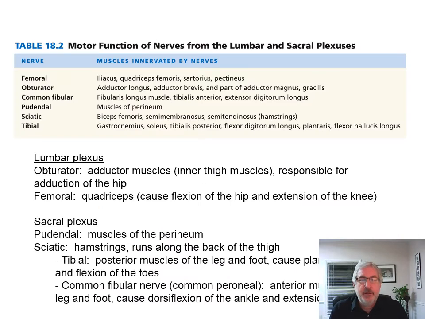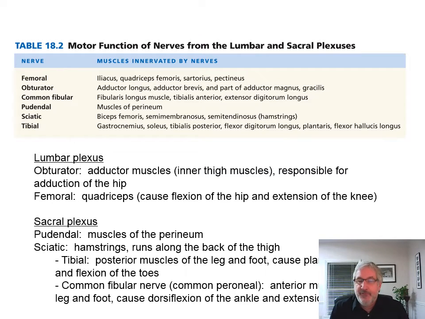Next slide. Okay, so the lumbar plexus has the obturator and femoral nerves. The adductor muscles, the inner thigh muscles, are responsible for adduction of the hip. That means you have your legs spread apart, and you can bring your leg together. The femoral nerve is the quadriceps, the quads on the front part of your upper leg. In the sacral plexus, you have your pudendal nerve, the muscles of the perineum. The sciatic nerve innervates the hamstrings, and then it splits into the tibial and common fibular. The posterior is the calf muscles of the tibial, and the common fibular nerve is the anterior muscles of the leg and foot.